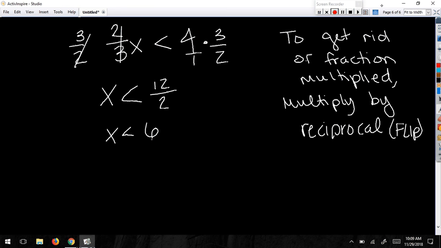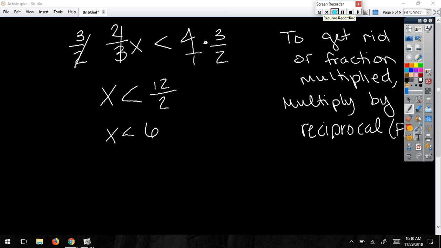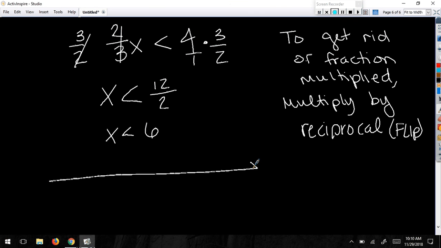Okay, I'm going to stop right there for a second. All right, when I graph it, I got a point on 6. I'm going to do a few up and a few down. Open or closed? Open. Left or right? Left. Good job, y'all. I'm fixing to throw a curveball in here.